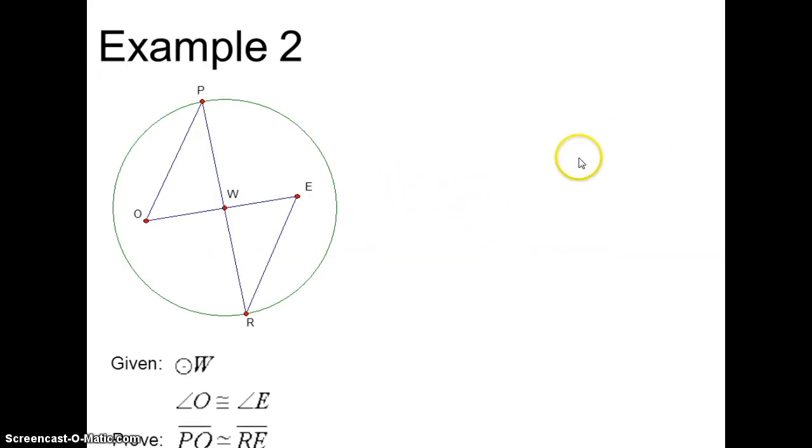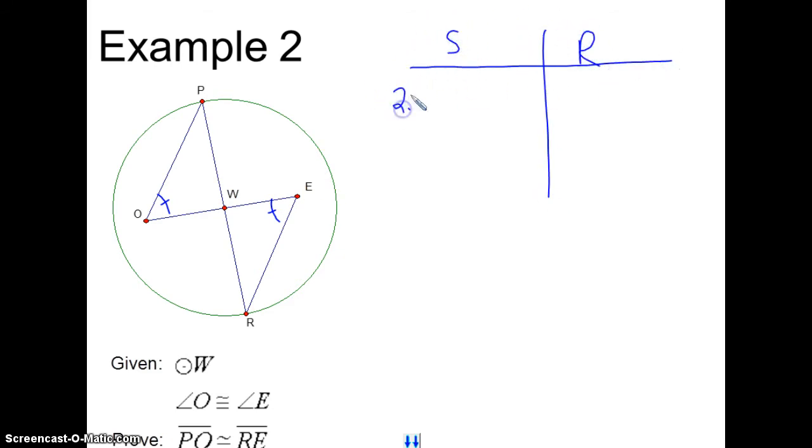So as an example, how does this work in a proof? Well, I'm going to mark off the given information that we have: angle O congruent to angle E, and I have circle W. Now, anytime we have a circle, that's going to tell me that I probably need to do radii, get some radii congruent. So it looks like I only actually have one pair of radii, WP and WR. WO and WE are not radii because they don't go all the way to the edge of the circle. So I can start off and say that WP is congruent to WR, and that's because all radii of a circle are congruent. So mark that up.